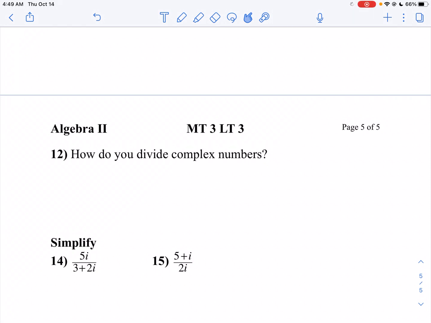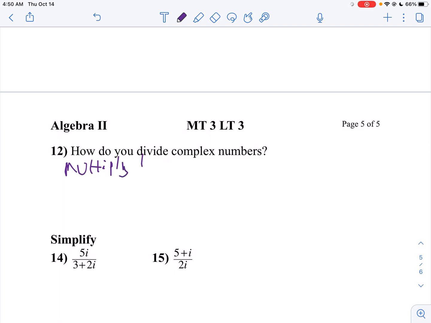To multiply, or I should say, to divide complex numbers, what we do is we multiply by the conjugate to the numerator and denominator. It's kind of the same principle like when we divide irrational numbers. Because if I take a plus bi times a minus bi, what happens is it's like a difference of squares.